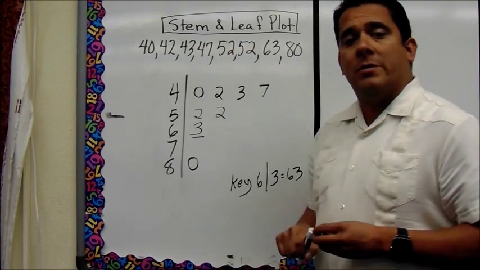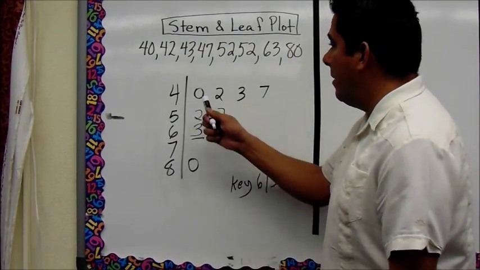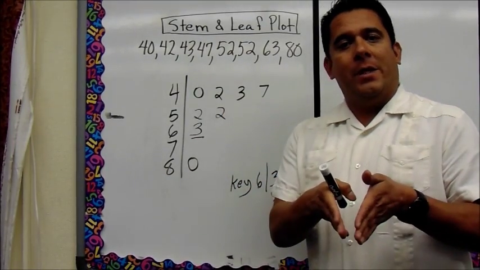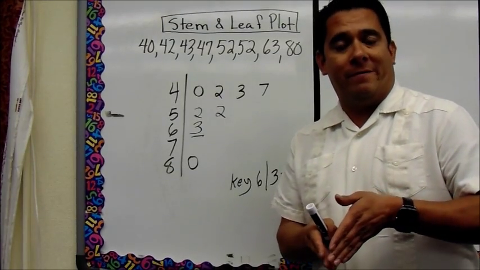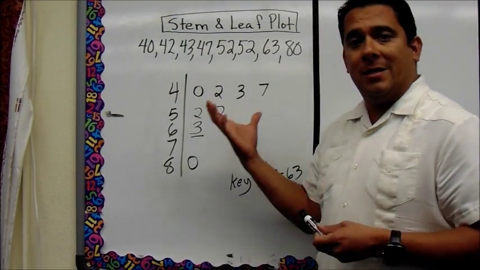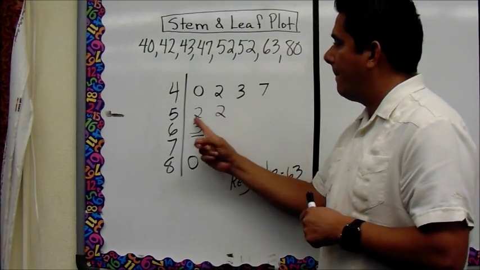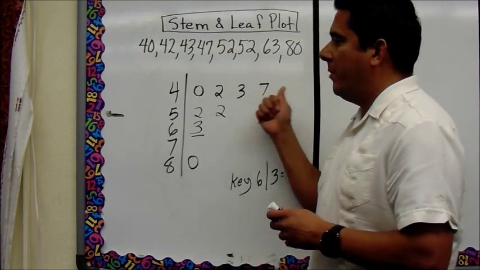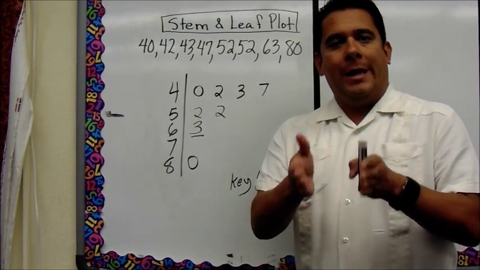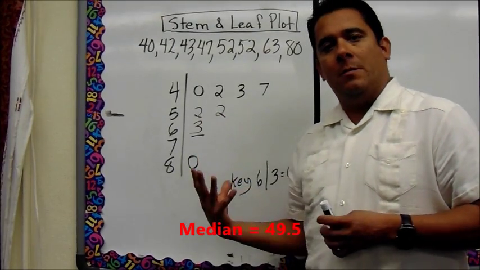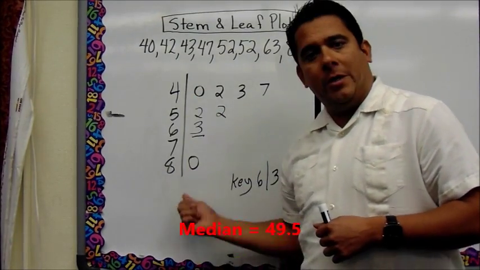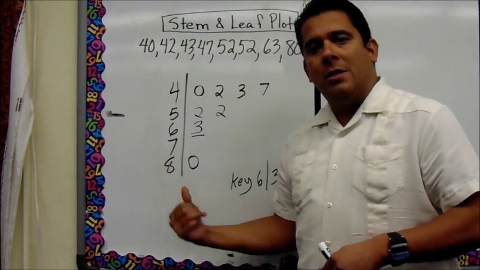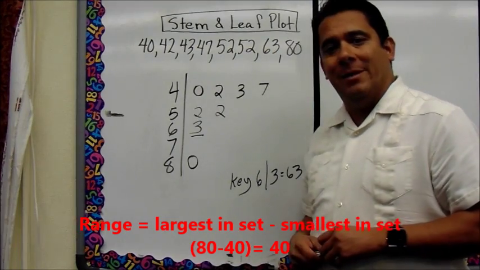Now, we can also tell where the median is, because if we know there are 8 pieces of data, then the median would be between the 4th and the 5th. So, in this case, we have 2 of them. We have 2 middle numbers, so we would find the average of the 2. So 47 and 52, add them, divide by 2, and that will give you the median. You can also see the range by looking at the smallest of these numbers, which is 40, and the largest, which is 80. So a lot of different things you can tell by looking at the stem and leaf plot.